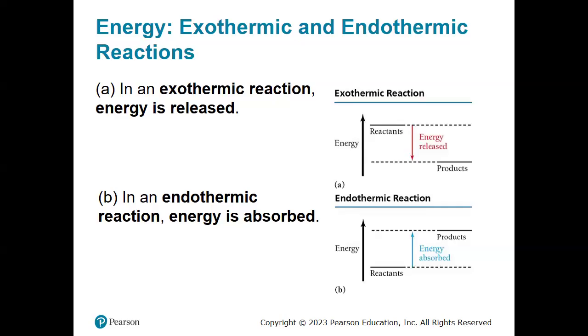Now, we have two ways of describing energy transformations in terms of reactions. We can describe them as exothermic or endothermic. In exothermic reactions, what we find is that the energy of the reactants is at a higher level than the energy of the products. And so as a result, that energy difference comes in form of the release of that excess energy.